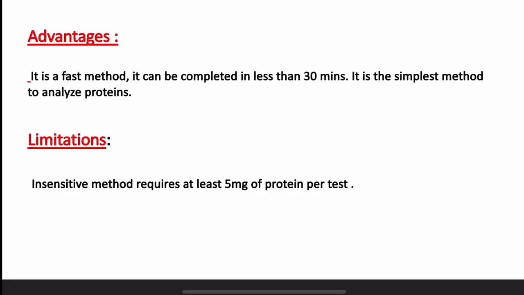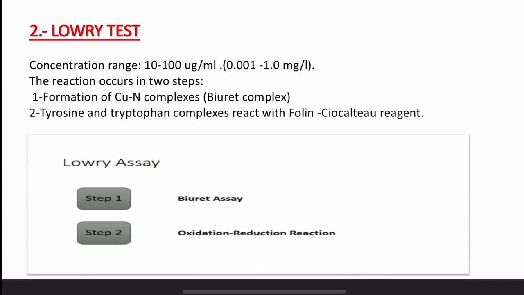Advantages of this method: it is a fast method. It can be completed in less than 30 minutes. It is the simplest method for protein analysis. The limitation of this method, as it is an insensitive method, is that it requires at least 5 mg protein per test. The second one is Lowry assay or Lowry method. It measures protein concentration range from 10 to 100 microgram per milliliter.